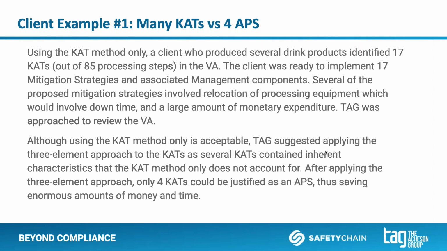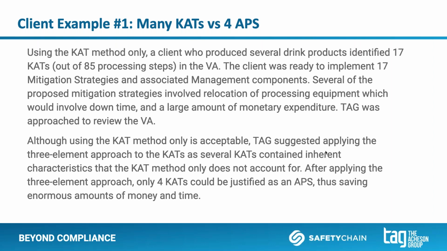Some of the proposed mitigation strategies actually involved relocating processing equipment. If you're familiar with the drink industry at all, you can imagine rearranging a bunch of pipes, vats, distillation equipment, pasteurization equipment. It would have been a lot of time and money spent. So they asked TAG to give it a quick review. Initially, we said, using a key activity type by itself is acceptable. However, we suggested you could probably reduce the amount of key activity types if you were to apply the 3-element approach.